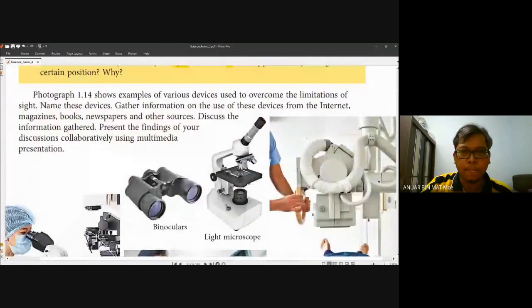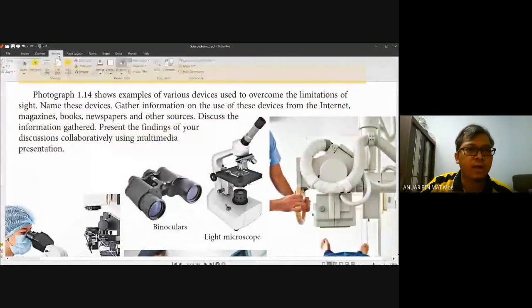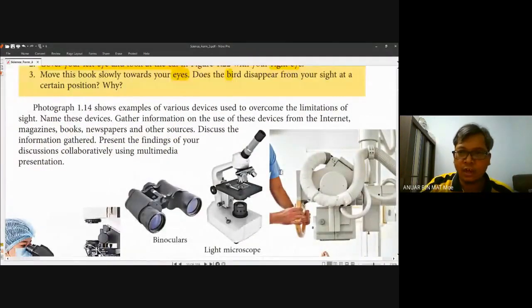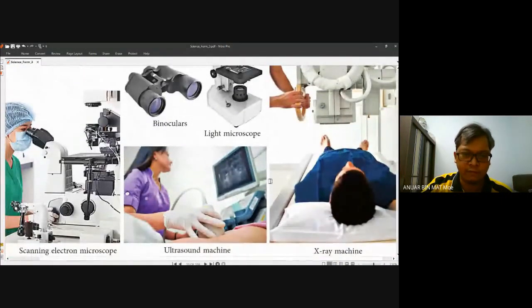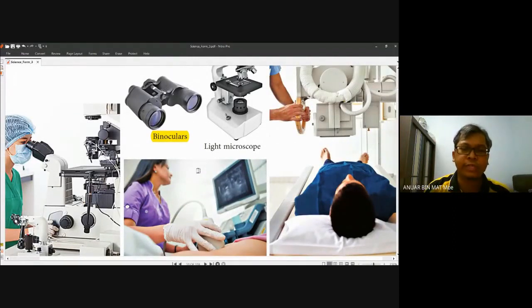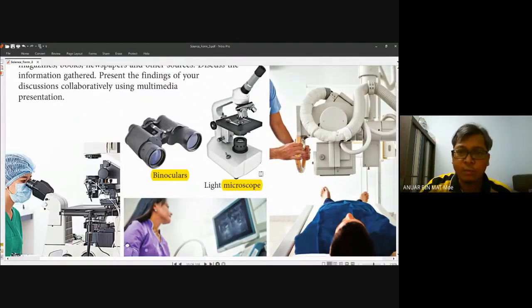Next one. So, what are the devices to overcome the limitation of sight? This also you can read for yourself. For example, binoculars. You use binoculars to view distant objects. Like the microscope, you use the microscope to see tiny objects or microorganisms.